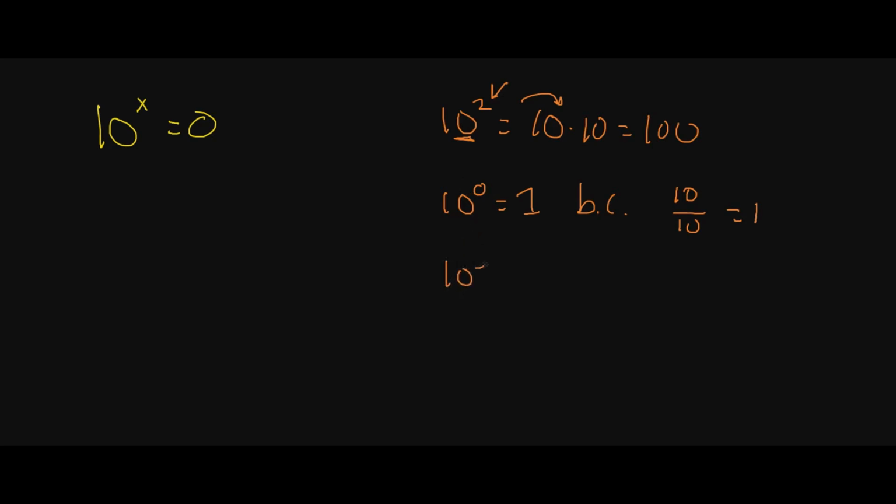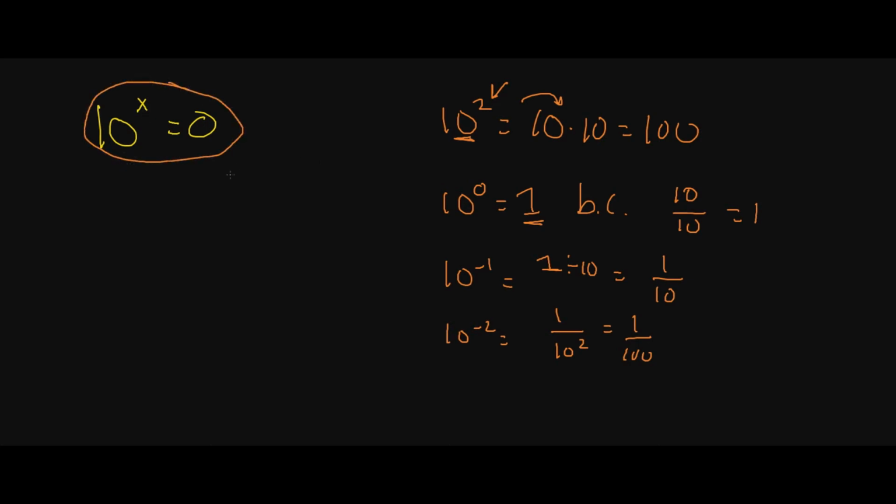Okay, well, what about 10 to the negative 1? Well, 10 to the 0 was 1, right? And so we have 1. Well, the negative exponent means divide. So that means now we're going to divide from the previous exponent. We're going to divide by 10, which is just 1 over 10. Therefore, if we did 10 to the negative 2, that means divide again. So we would just get 1 over 10 squared, which is 1 over 100. So you'll see there's no way to raise 10 to some power to give me 0. And this is why this problem is not possible.